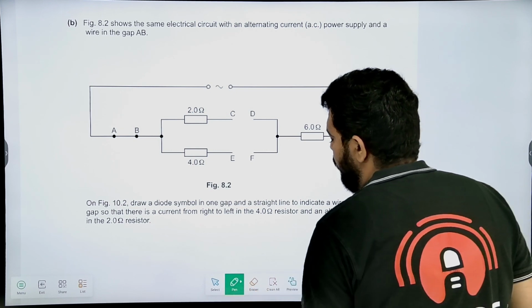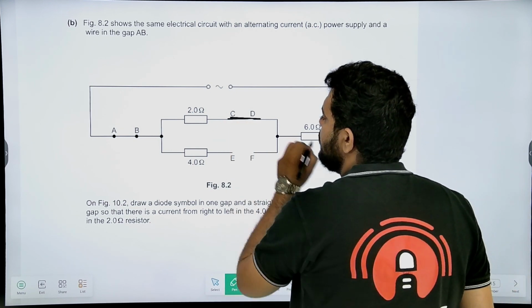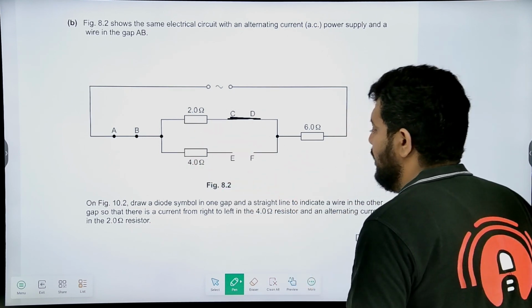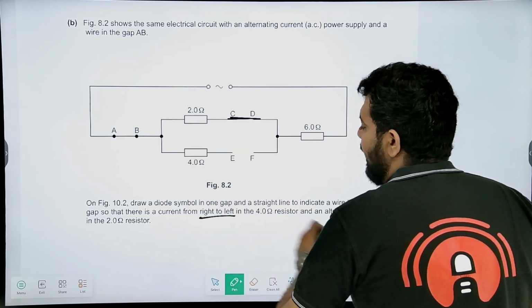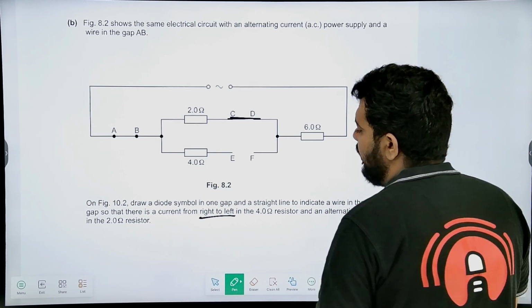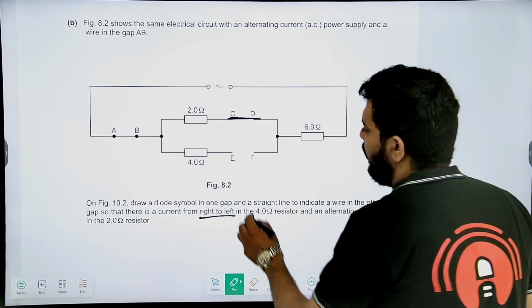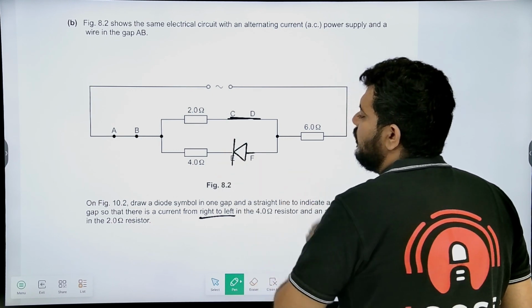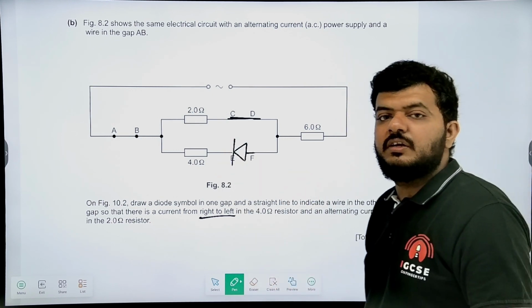See, if I want alternating current in the 2 ohm resistor, the wire goes here. So in both directions current can pass. I want current from right to left. So if I want current from my right to my left, I should draw the arrow of the diode in that direction. So this is your diode.